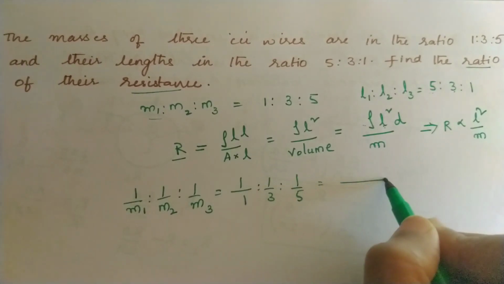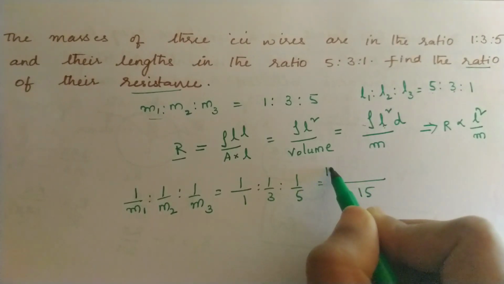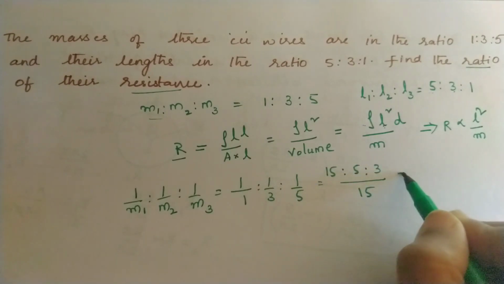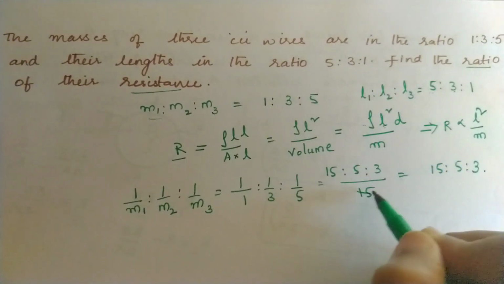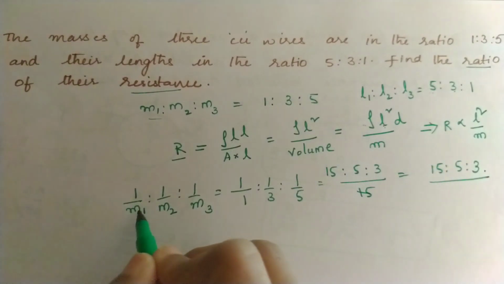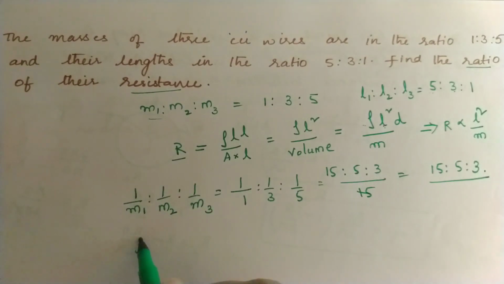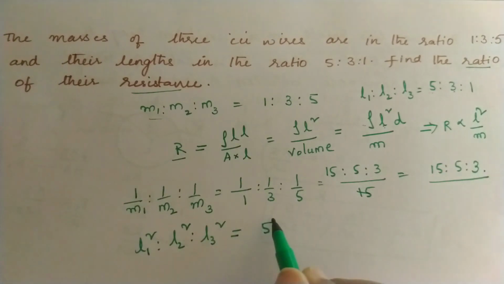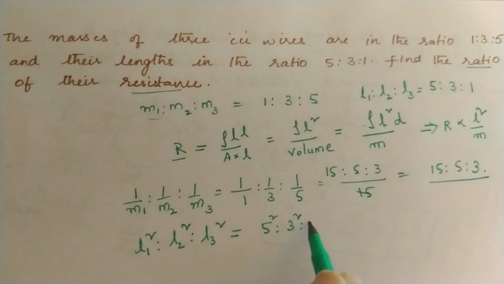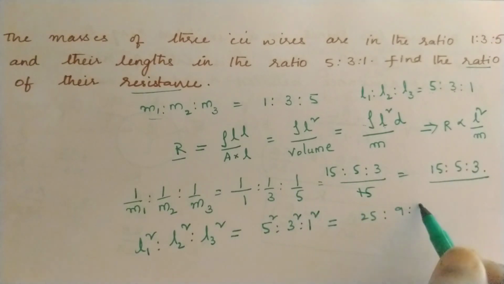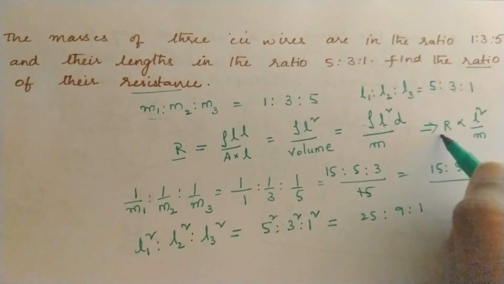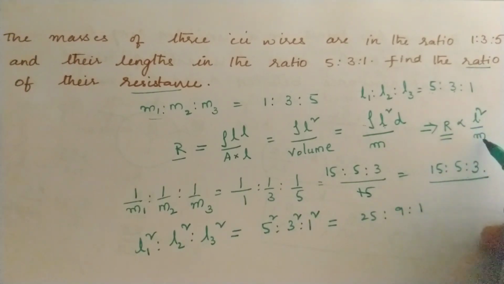Take LCM 15. 15 is to 5 is to 3. So this gives you the inverse ratio of the masses. And L1 square is to L2 square is to L3 square is 5 square is to 3 square is to 1 square, that's nothing but 25:9:1. Now multiply these two because resistance is proportional to L square into 1 by M.